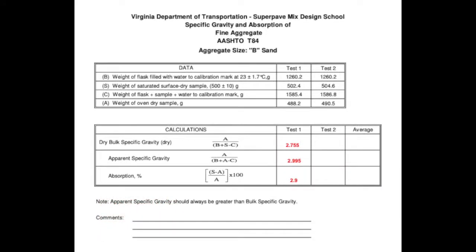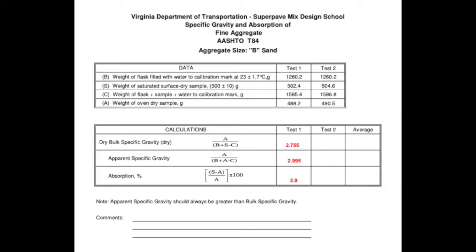We will now look at our GSB calculation, our GSA calculation, and absorption calculation of our two fine aggregates used in this blend. The math is very, very similar to what we just covered in the coarse aggregate portion, but we have another value in these calculations that we're looking at.